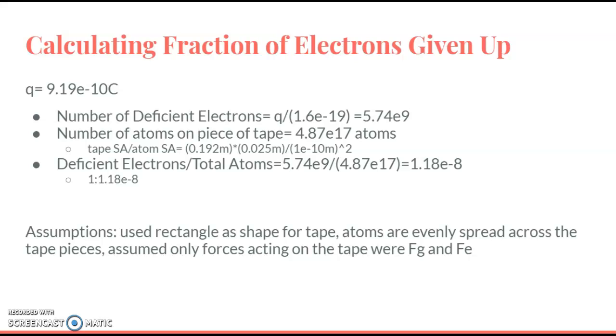I then calculated the number of electrons given up, or deficient electrons, by dividing the charge by the charge of one electron, and then used the surface area of the tape over the surface area of a singular atom to determine the total number of atoms on a piece of tape. I divided the deficient electrons by total atoms to get a ratio of deficient electrons to total atoms of about 1.8 e to the negative 8. I used the assumption that tape is a rectangle in shape. The atoms were spread evenly across the tape pieces, and I assumed the only forces acting on the tape were the force of gravity and the electric force.